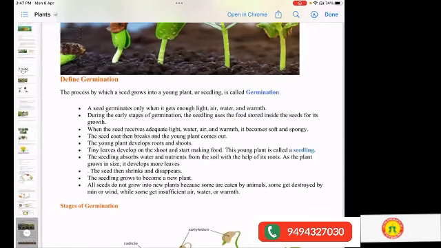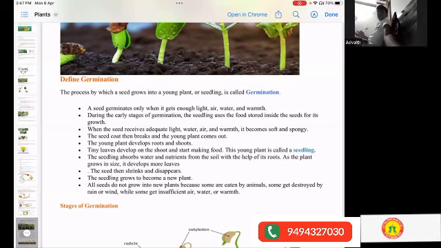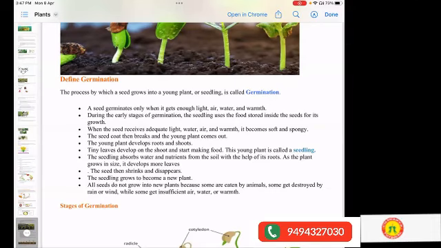Ma'am, first should we write germination and write the definition of germination? Correct, yes. And then second one will be stages of germination. Ma'am, after we write the definition of germination, what will be the heading for the 10 points? Stages of germination.